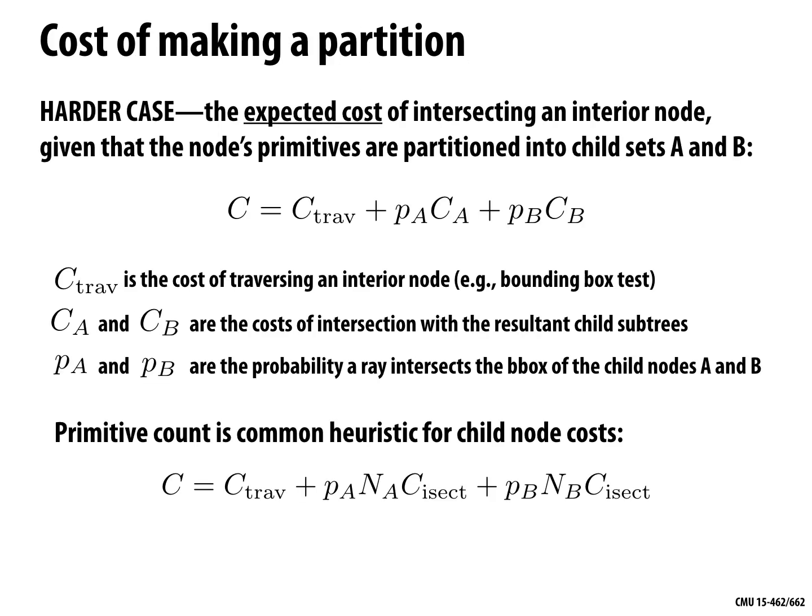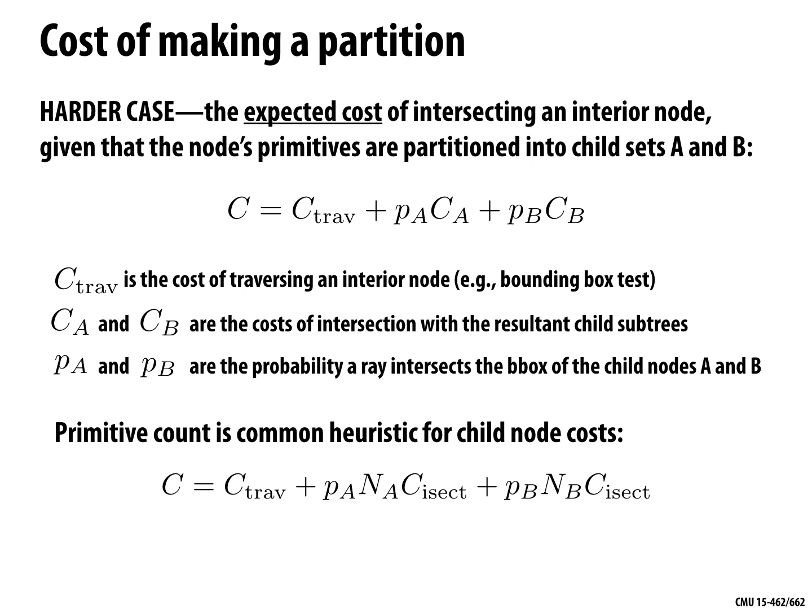Okay? A much harder case is to figure out what is the cost associated with intersecting an interior node. So maybe, what's the expected cost of intersecting an interior node given that the node's primitives are partitioned into 2 child sets, A and B, right? We have this binary partition.